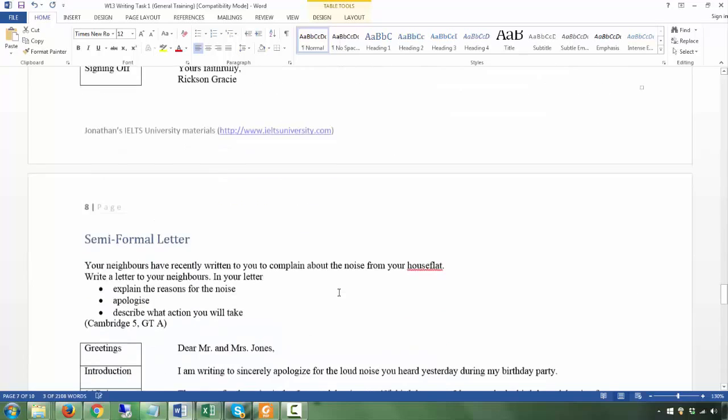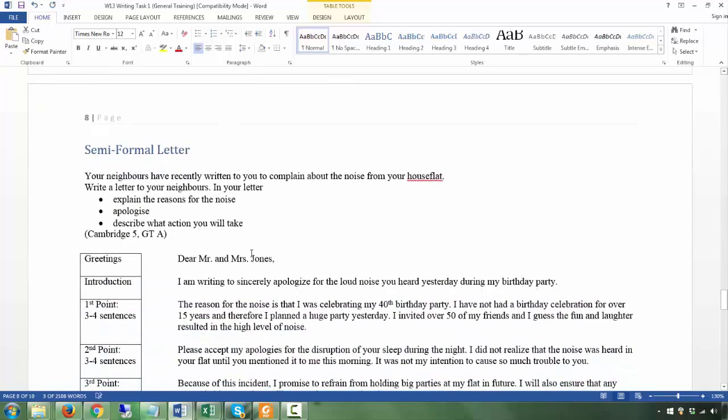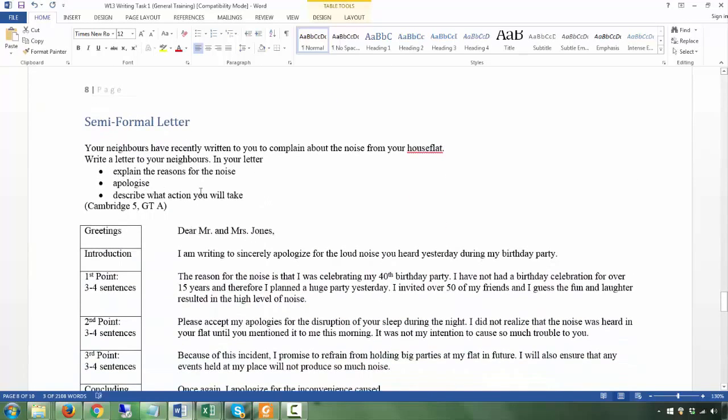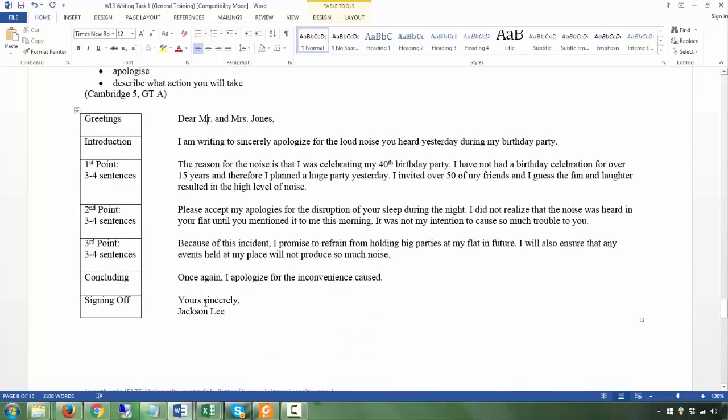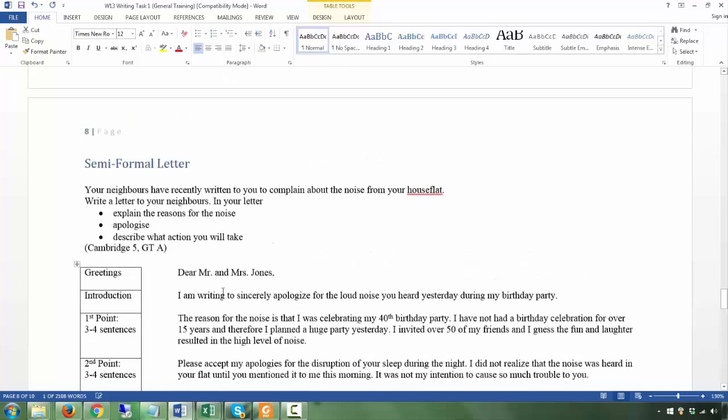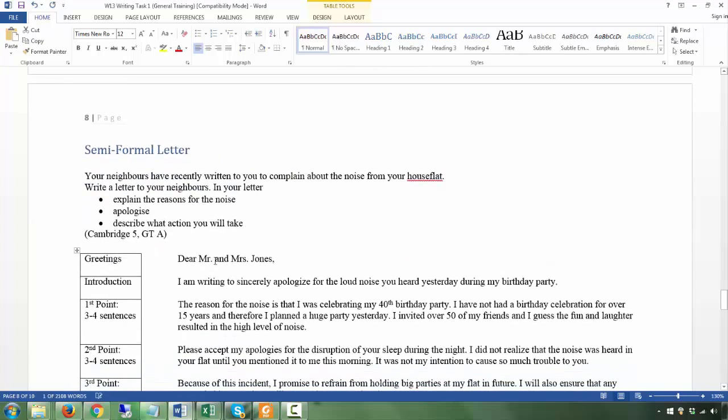Okay, the next letter is a semi-formal one. The only difference, as I mentioned a few times already, is the fact that you know this person here, as opposed to the formal letter where you don't know the person. And then because you write this person's surname, you use sincerely rather than faithfully, right?